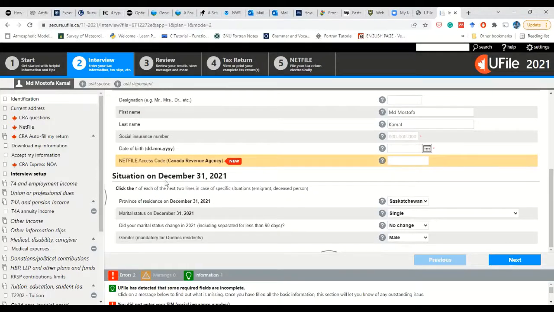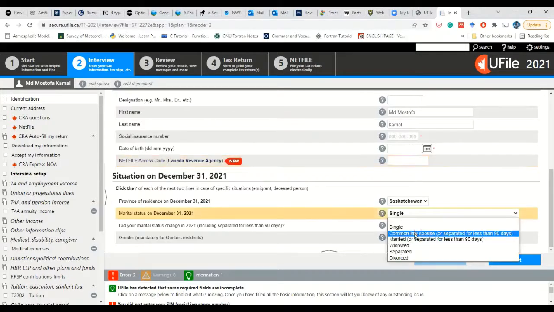And then I think situation on December 31st, 2021, as I mentioned here. So in the Canada Revenue Agency, account where you live on December 31st. So let's say the province of residence on December 31st, 2021. For me, it is Saskatchewan. Depending on your situation, single, common law partner, married, widow, separated, divorced, you can submit it. Let's say for today, this is married.